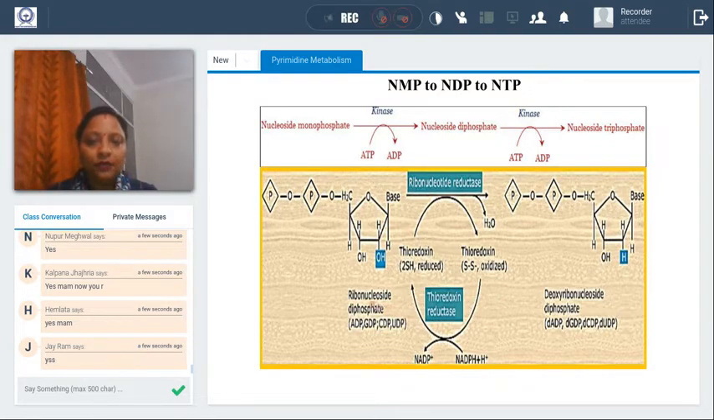Another very important step is the formation of deoxyribonucleoside diphosphates like dADP, dGDP, dCDP, and dUDP in the presence of the enzyme ribonucleotide reductase and the coenzyme thioredoxin. The enzyme is thioredoxin reductase, in the presence of NADPH, acting on ribonucleoside diphosphates, that is ADP, GDP, CDP, and UDP. We have already studied this in purine metabolism. Here oxygen is present, and here oxygen is absent. So this is ribonucleoside and this is deoxyribonucleoside.